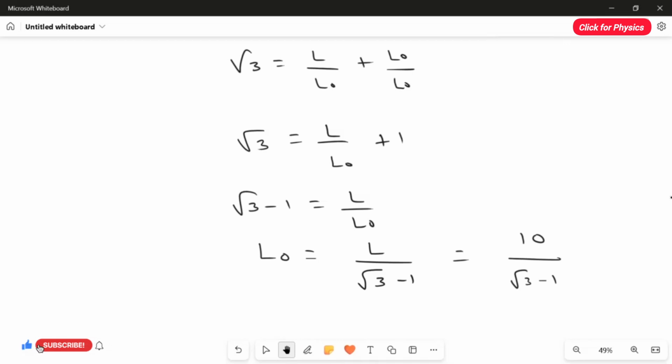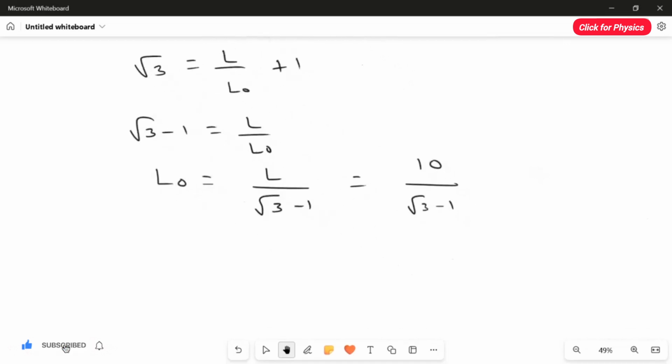So let's see what the answer is. 10 over (√3 minus 1). I got the answer here as 13.66. So the value of L naught is 13.66. We need not go for these fractional numbers, so better we round off this number. Approximately we can take this number as 14 centimeters.